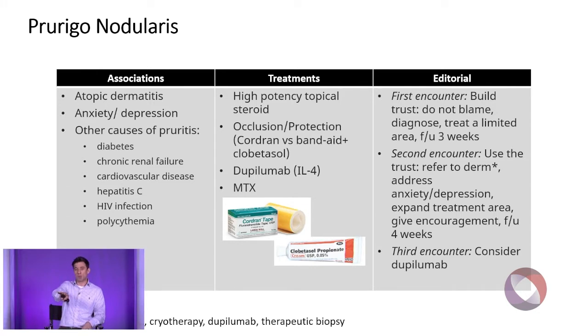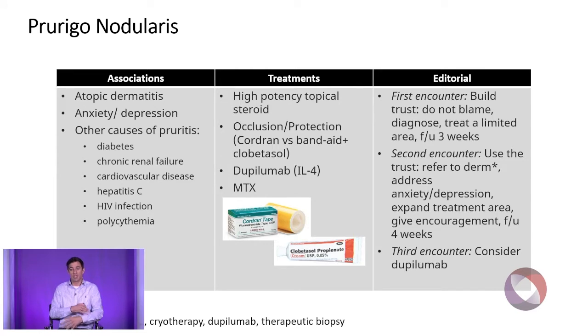If you look at the editorial part of the slide, that's where you get my comments that you won't find anywhere. In the first encounter, you're going to build trust, because since these are secondary, the patient is inducing it on themselves, so I don't lead with that. Typically I give them the diagnosis of prurigo nodularis. We're going to treat a very small area, perhaps just one section of the arm. What do we use? High potency steroids, and then you do occlusion and protection. The high potency steroids will reduce the irritation and inflammation, and the occlusion and protection basically will keep the patient from pawing at it.